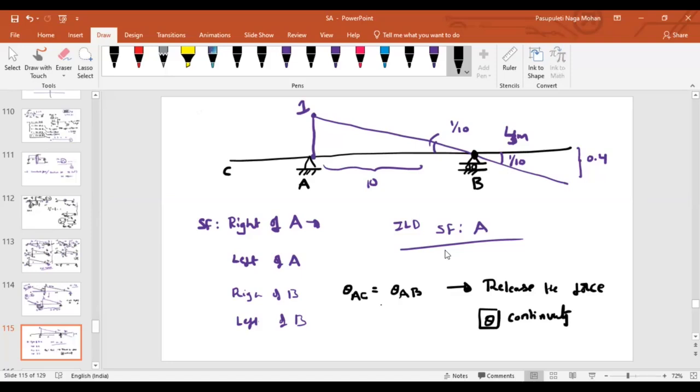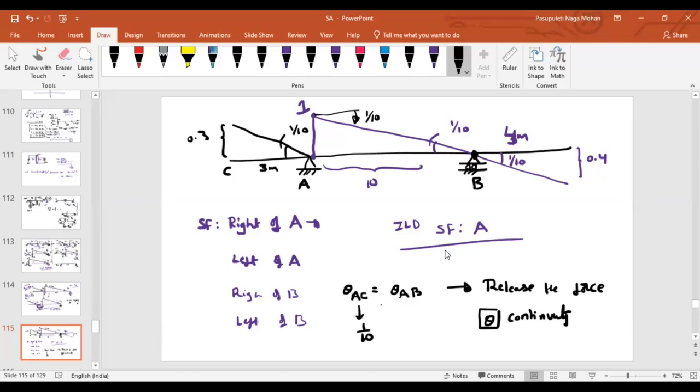As I can see here, member AB is rotated with how much magnitude? Member AB is rotated with a magnitude of 1/10 in clockwise direction. To maintain the continuity, theta AC must also rotate by an amount 1/10. So rotate this amount by 1/10, just like here. So whatever this magnitude, this is also 1/10. If this is 3 meter, we know that this is 0.3.